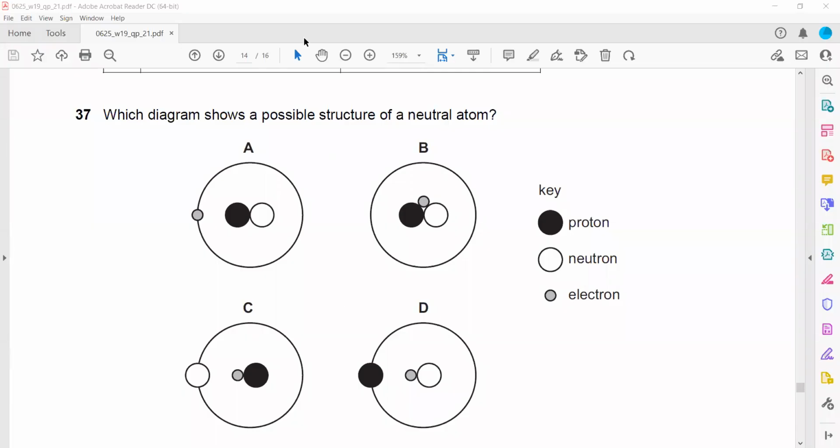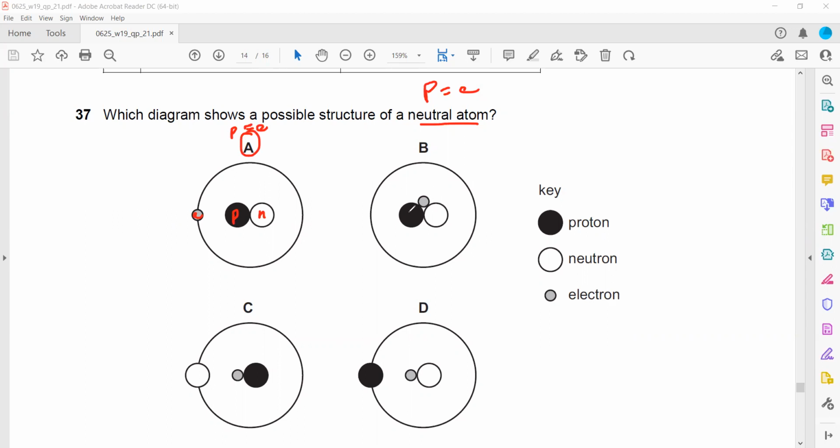The question is, which diagram shows a possible structure of a neutral atom? Again, a similar question as the last one. To be a neutral atom, the number of protons and electrons should be equal, and protons should be inside the nucleus and electrons should be outside. When you check A, the protons and neutrons are inside the nucleus and the electrons are outside, and the number of protons is equal to the number of electrons. So A will be the answer.